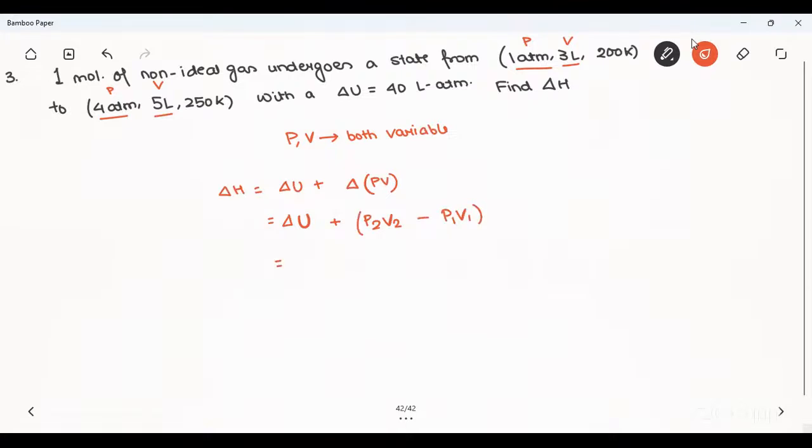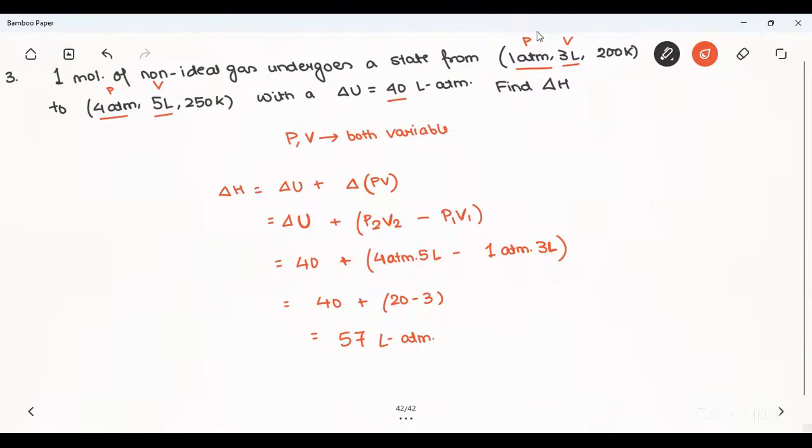What is delta U given? 40. 40 plus, what is P2V2? 4 atm into 5 liter. What is P1V1? 1 atm into 3 liter. So it will be 40 plus 20 minus 3. So it will be 57 liter atm, right? So is this sum clear? It is easy.